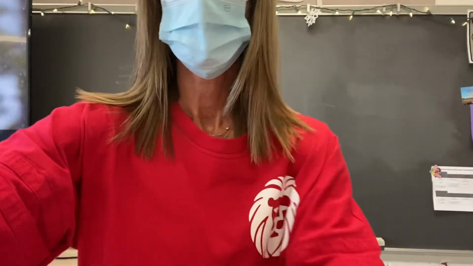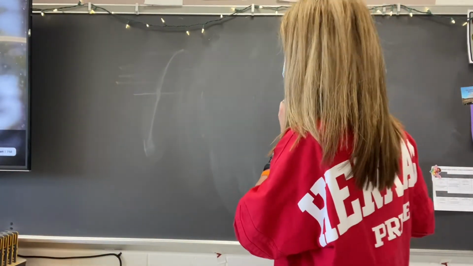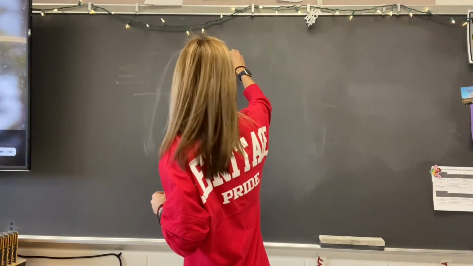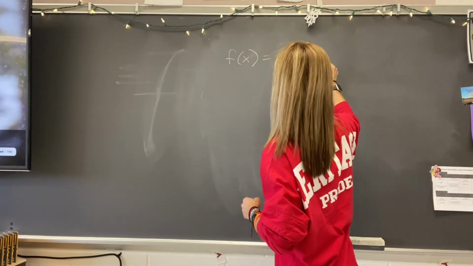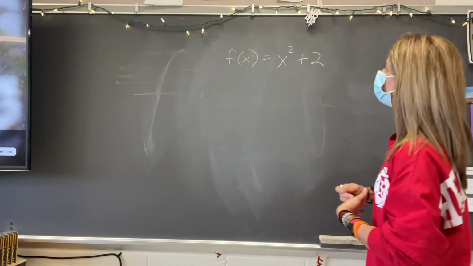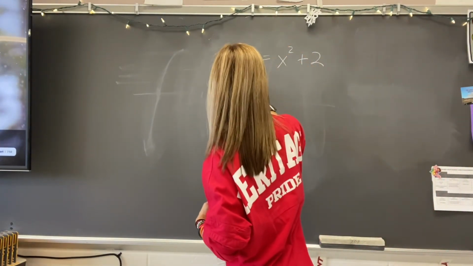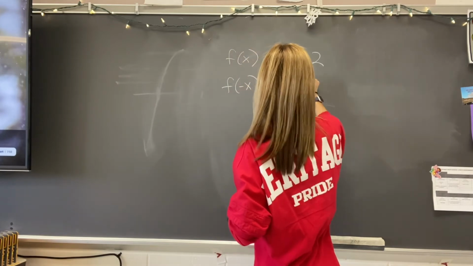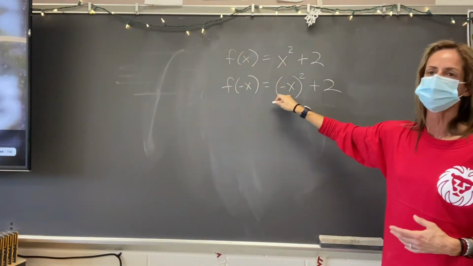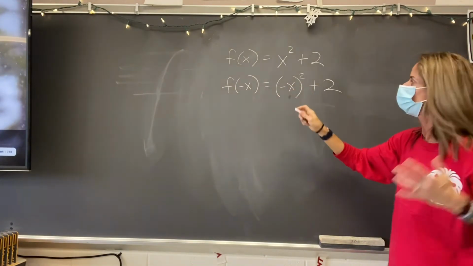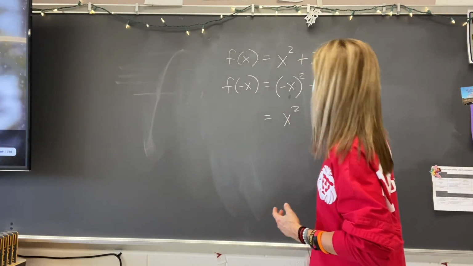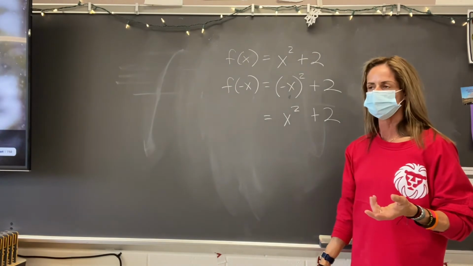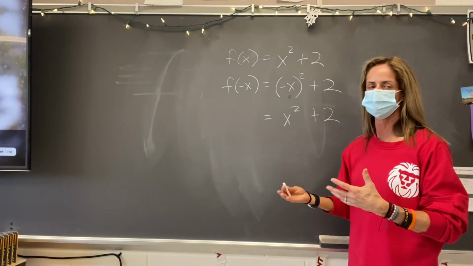which is why when we're looking at it algebraically, all the signs have to change. So if I take a function, let's say it's x squared plus 2. If I plug in negative x, this is going to become negative x times negative x. It's going to be the same value. That's going to stay x squared, and then my plus 2 will remain the same. So that function is going to be even, because none of the signs changed. The y values are still going to be the same.